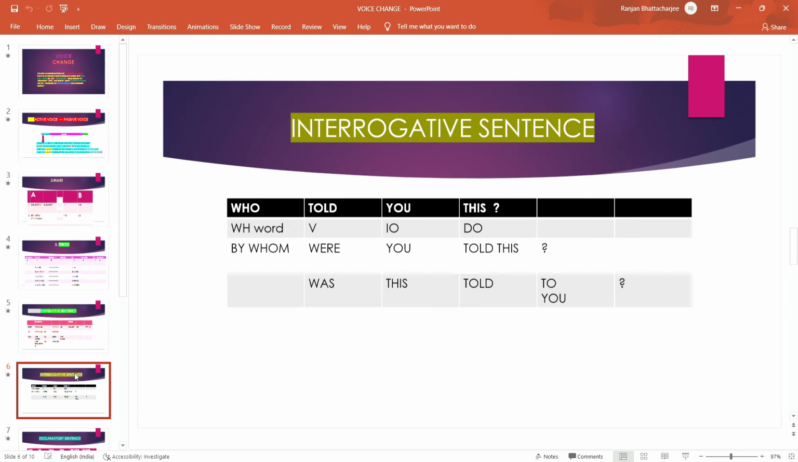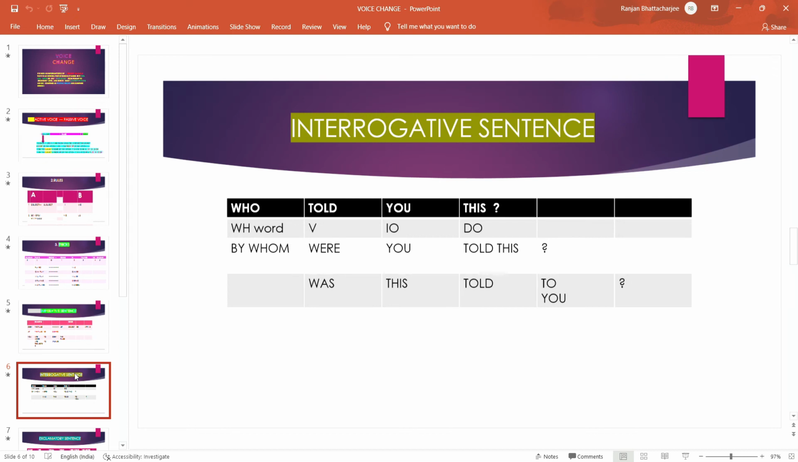So here, "Who told you this?" is the interrogative sentence. First, we should identify what is what. Who is the WH word. Then told is the verb. You is the object, and this is another object. As we know, you is the indirect object, IO, and this is the direct object. And in that case, how do we solve it?